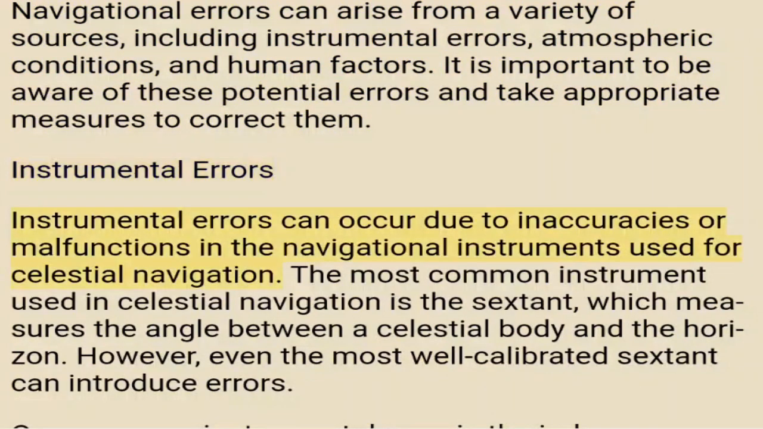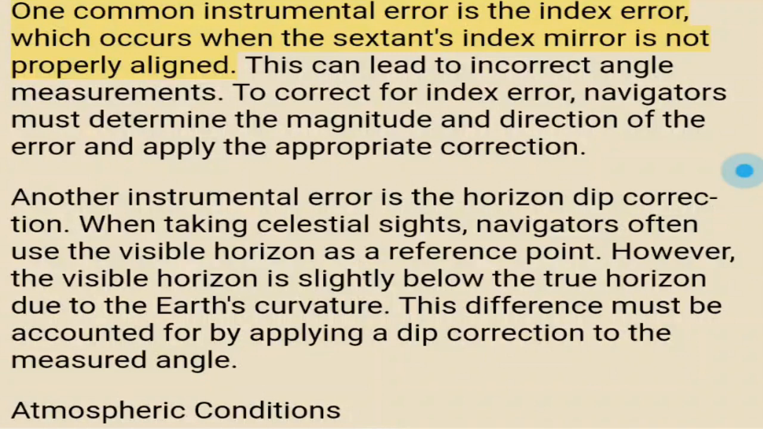Instrumental errors. Instrumental errors can occur due to inaccuracies or malfunctions in the navigational instruments used for celestial navigation. The most common instrument used in celestial navigation is the sextant, which measures the angle between a celestial body and the horizon. However, even the most well-calibrated sextant can introduce errors. One common instrumental error is the index error, which occurs when the sextant's index mirror is not properly aligned. This can lead to incorrect angle measurements.